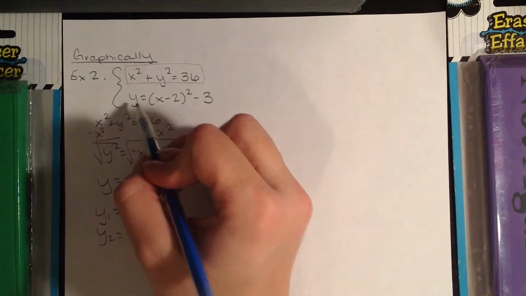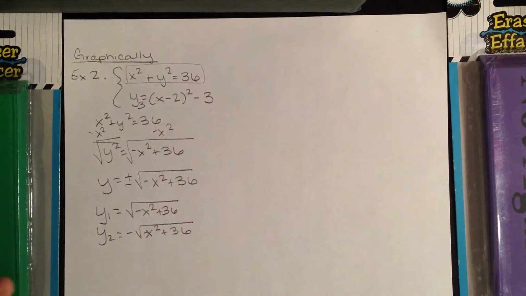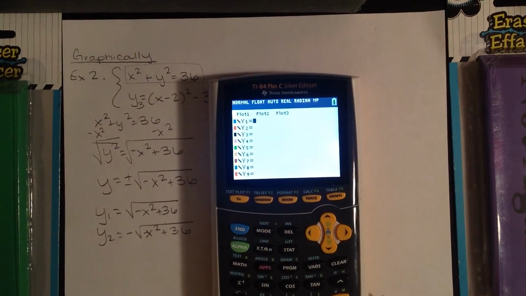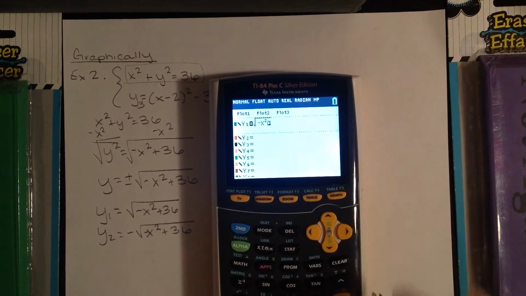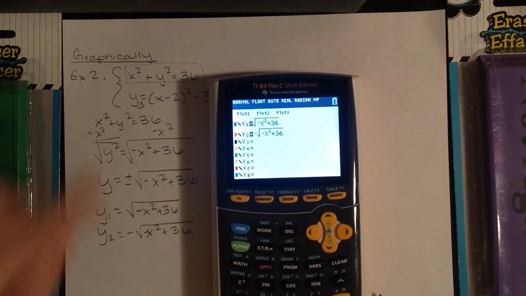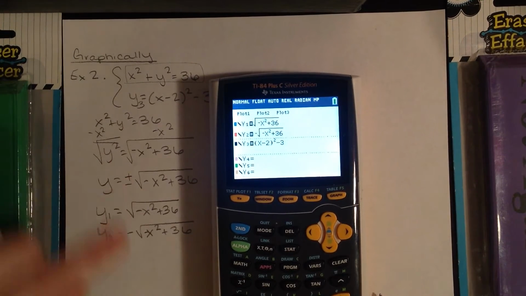And then, of course, y3 will be the original one from up here, the second equation. Okay, so I've got 3 equations I'm now going to plug into the calculator. Alright, so I'm going to clear this out. So y1 is the square root of negative x squared plus 36, and y2 is negative square root of negative x squared plus 36. And then y3 was x minus 2 squared minus 3.